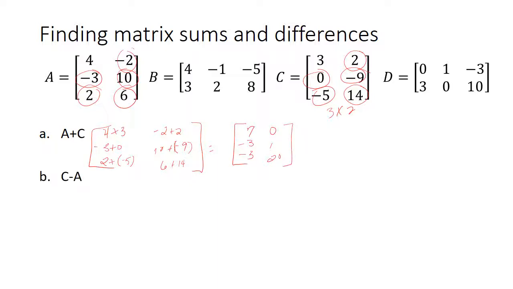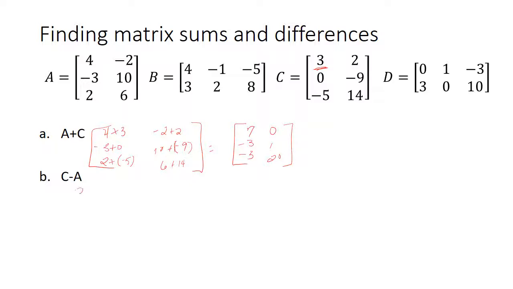Let's do C minus A. So we're going to use the same data, but we're going to do different things to it. So let me erase all of those. We already know C and A can go together because we've already seen that they are the same size. So this time I'm going to start with this matrix over here.